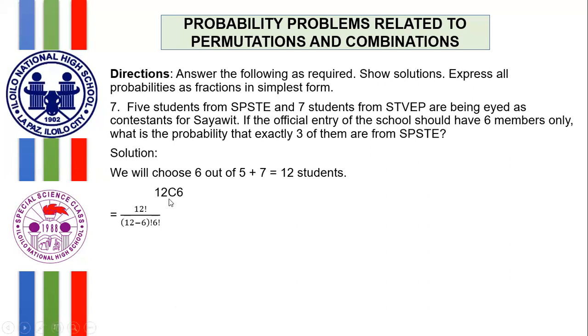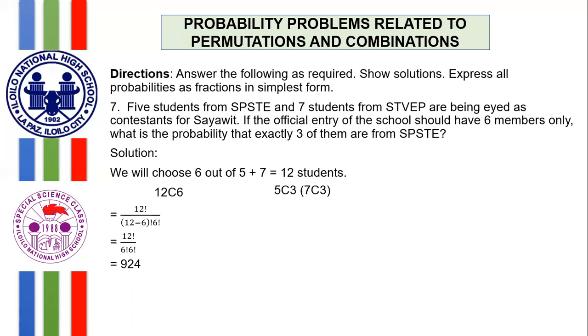By using the combination formula, we have 12 factorial all over 12 minus 6 quantity factorial times 6 factorial. And this simplifies to 12 factorial all over 6 factorial times 6 factorial. You could simplify this using your calculators, or you could do this manually. It's your choice. Simplifying such gives you 924. So there are 924 ways to choose any 6 out of the 12 students without restriction.